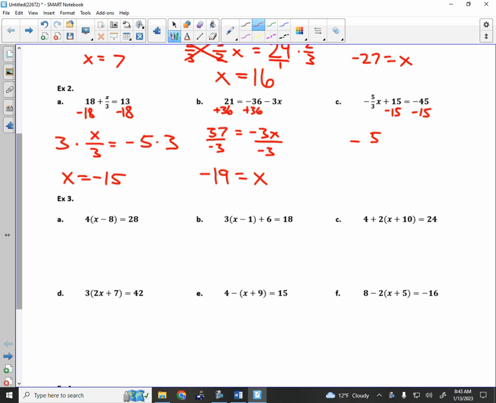You get negative 5 over 3x is equal to negative 60. We talked about this earlier. Fractions are problems, but how do we get rid of a fraction? We multiply by the reciprocal. So we multiply by negative 3 over 5.